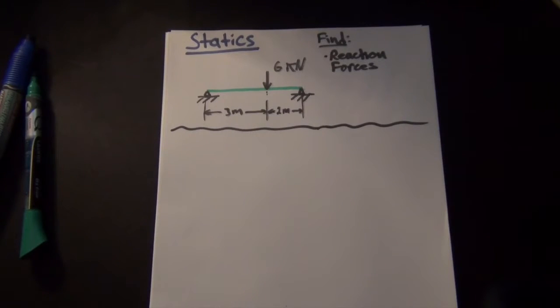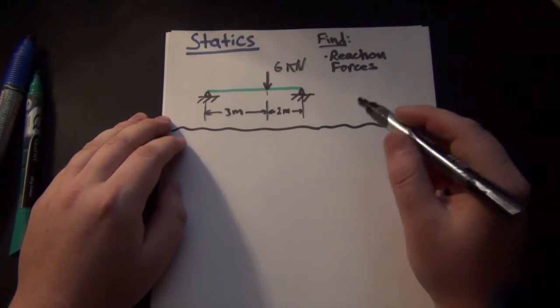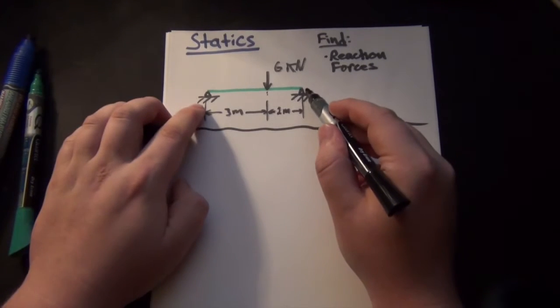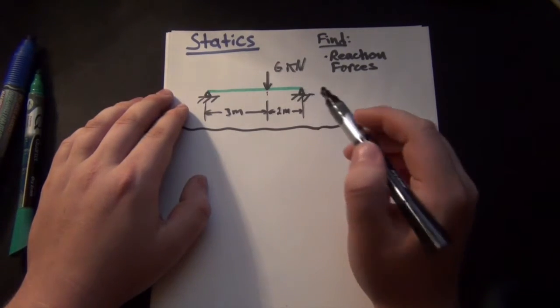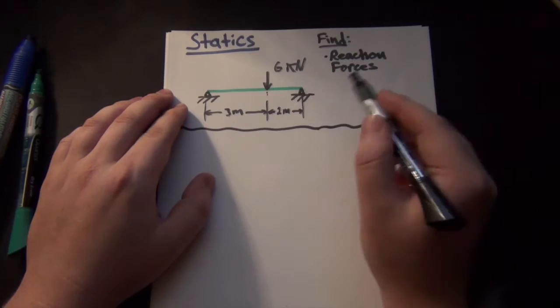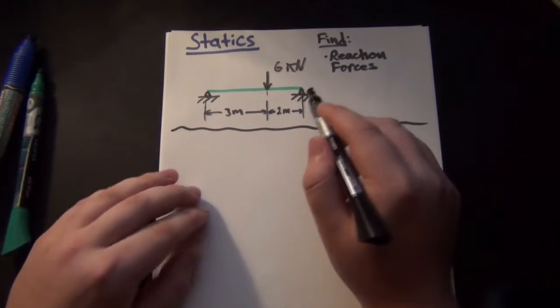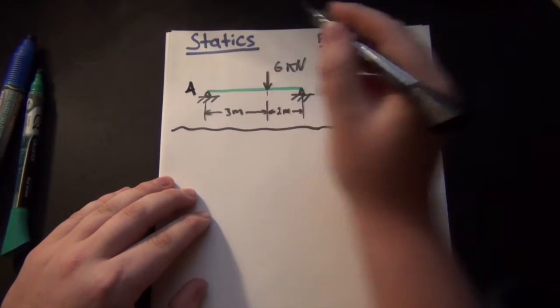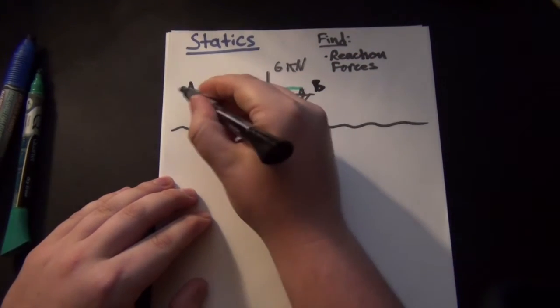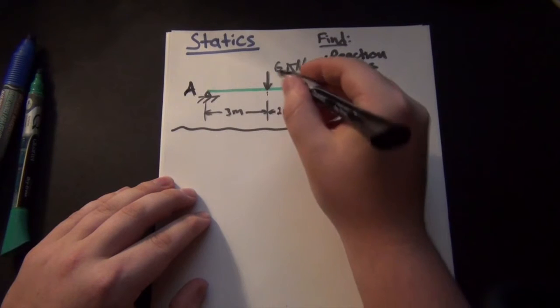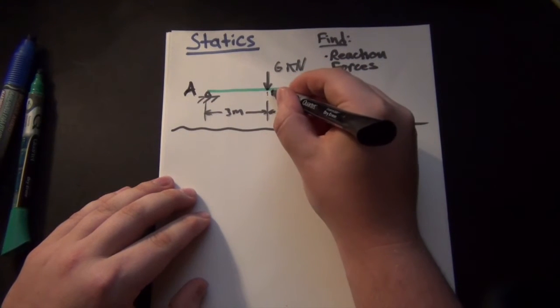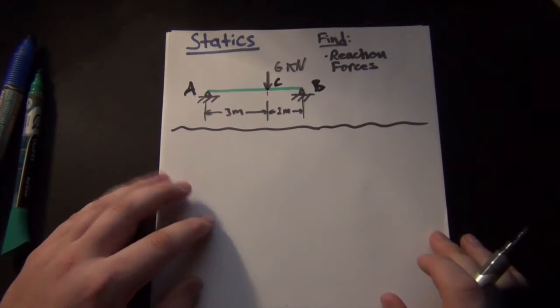Hey everyone, welcome back. In this video we're going to cover this particular problem right here. We just have a simply supported beam that has one load applied to it, and what we want to find is the reaction forces at these two places, at these supports. So just so we have some conventions, this will be support A, that'll be support B, and we'll just call this point of force application C.